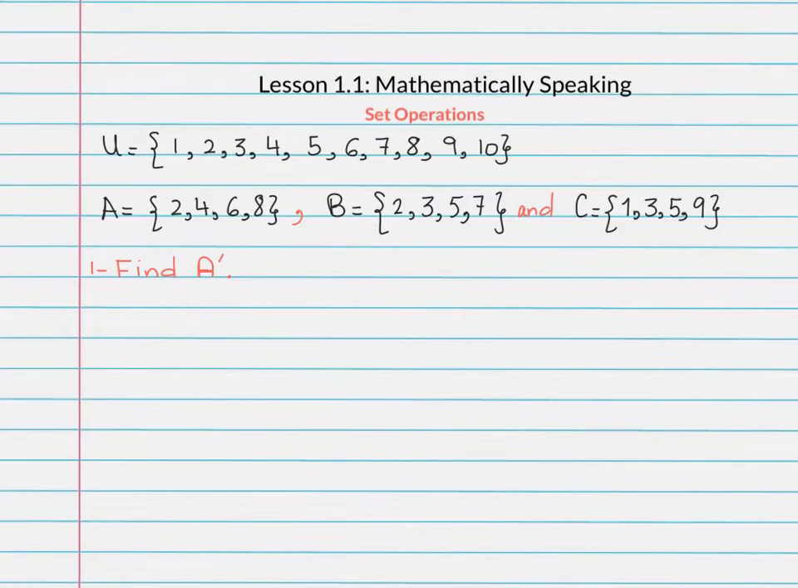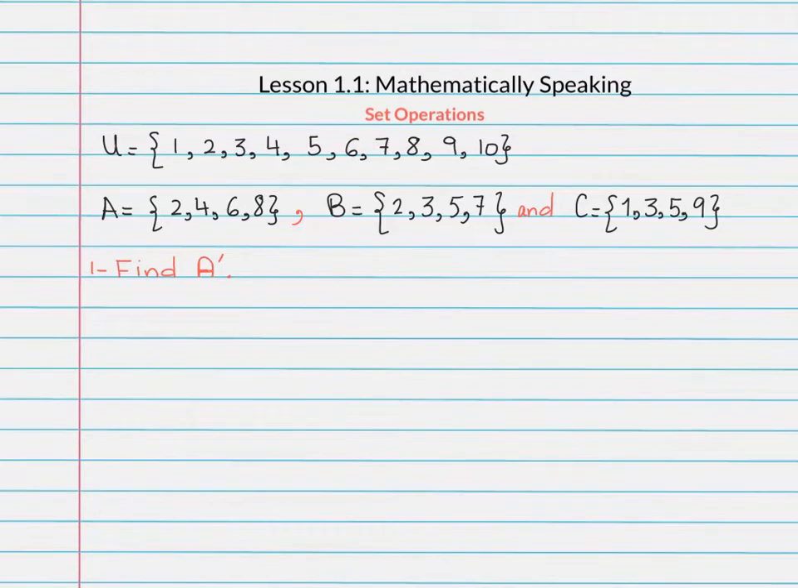Today we will be starting a new concept, which is set operations. We are given an example where the universal set U, as we agreed earlier, is always given to us in the question, with a set of elements inside. The elements are positive integers from 1 to 10, and then we have three subsets of U: A, B, and C. Question number 1 says find A prime.